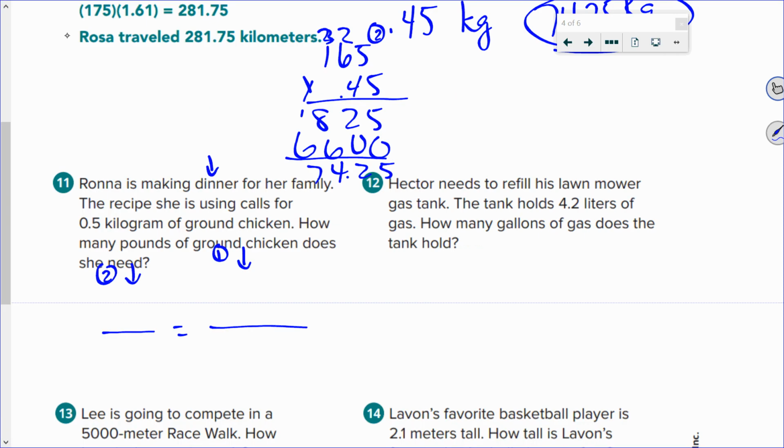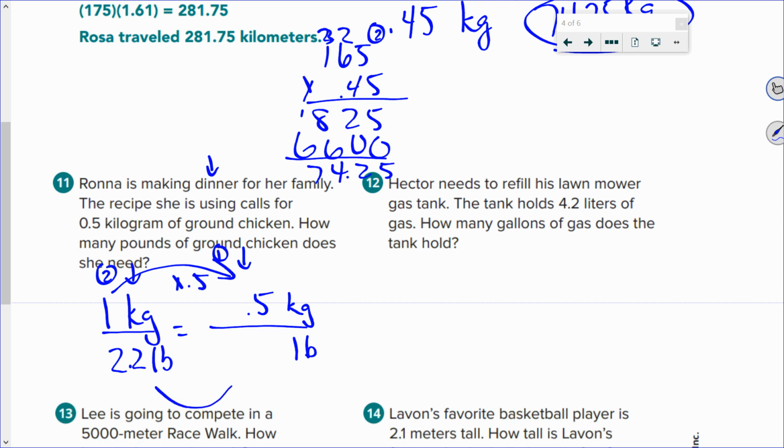Number 3, or number 11, I guess we're at. So it's 5/10 of a kilogram, and I want to know how many pounds. Because I get to choose, I'm going to go with the 1 kilo is 2.2 pounds. Meaning all I'm doing is multiplying by 5/10 or dividing by 2, whichever way you want to look at it. So that one becomes 1.1. If you use the other conversion factor, again, it came out to, I think, 1.1 repeating, which is very close. So either one would work.